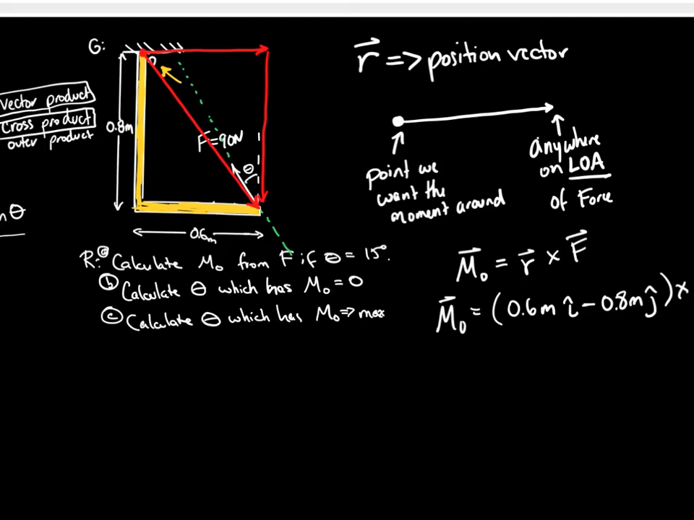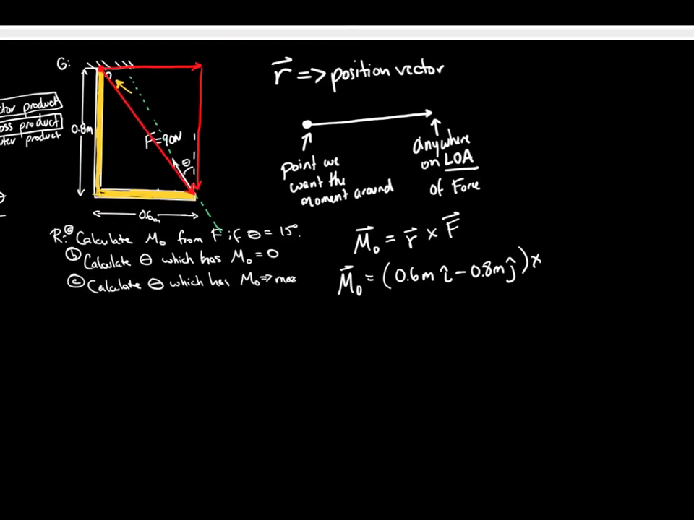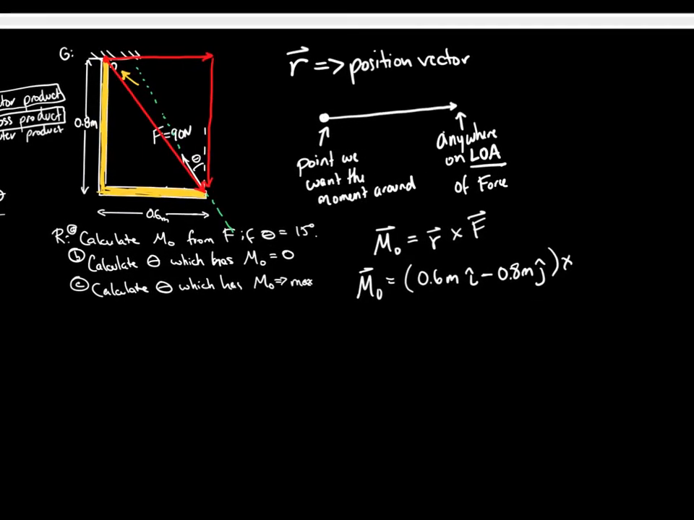It's my position vector. I could have put this to other points on the line of action if I wanted to. That would have been difficult in this case, but I could have done it. There's other problems where it makes a lot of sense to do it in that way, but we're going to leave it like that. Now we're going to cross it with the force vector. Now notice the force vector: in the Y direction it's vertical, it's positive, and the X direction is negative.